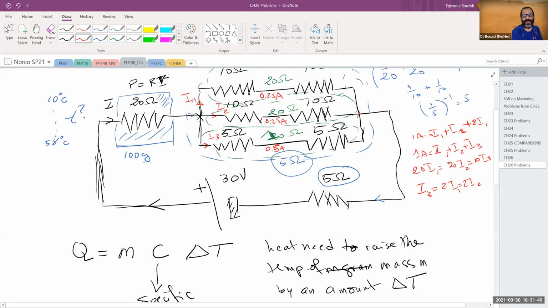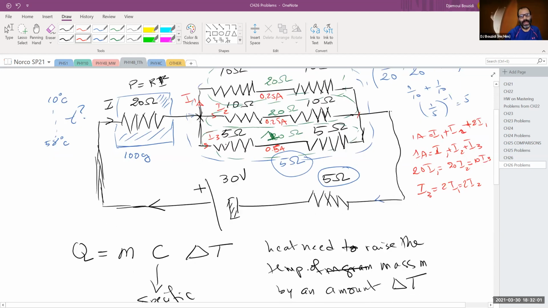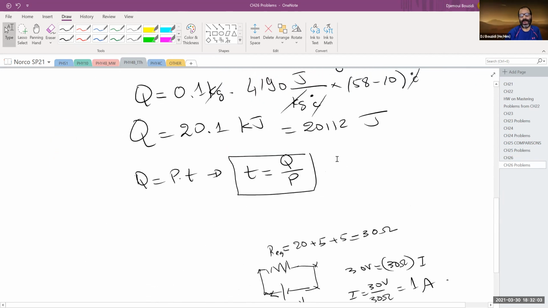So if the question was, let's say, for example, instead of putting the tank in here, they put it around the 5 ohm, then in this case, you're going to take the 5 ohm times this current squared, which is 0.5 squared, and that is going to be the power, not this power in here. So if they put the tank in here instead, you can calculate it in here, whatever you like, okay? So let's get back to the problem.